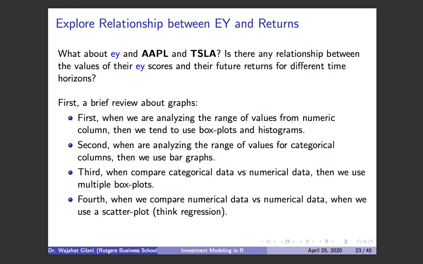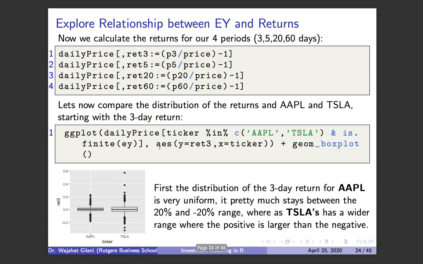You can use a multi-box plot, where the categorical data is on the x-axis and on the y-axis is your numerical data. And what we're talking about here is comparing numerical to numerical data, and that's where we use a scatterplot. Again, think regression. You guys have done this in your stats class.